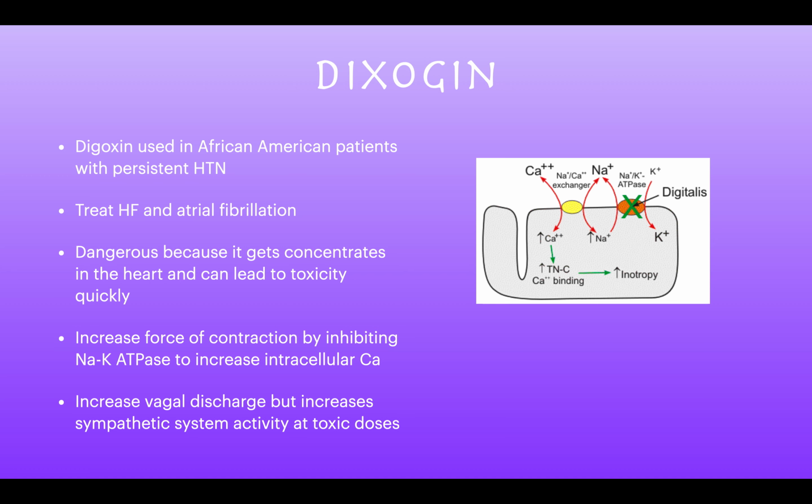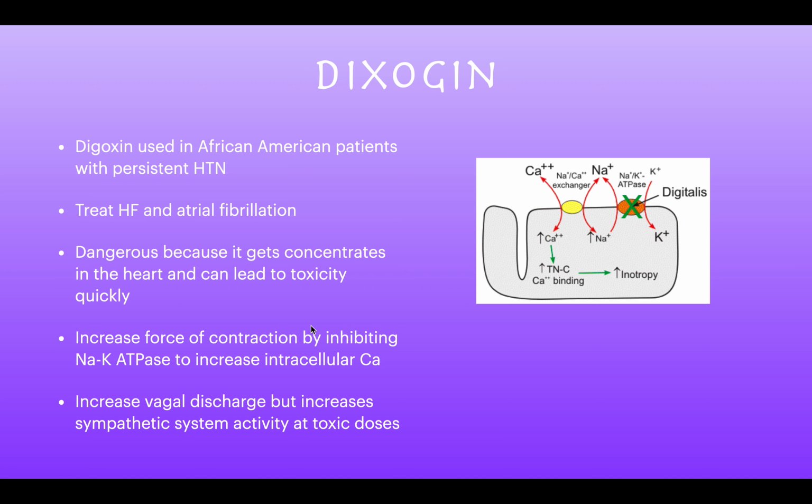Okay, so digoxin, generally used in African American patients with persistent hypertension. For some reason, digoxin works very, very well on people of African American descent, and not so well in Caucasian Americans. You treat heart failure and AFib with digoxin. It's dangerous because it can get concentrated in the heart and lead to toxicity very quickly, especially in Caucasian patients. However, African American patients do have a better tolerance for this drug.